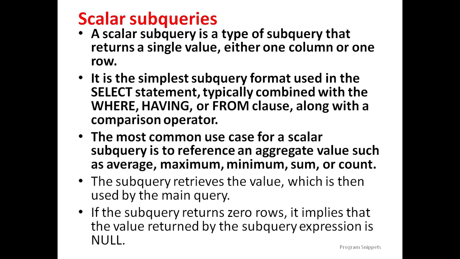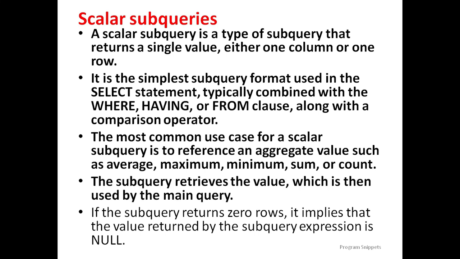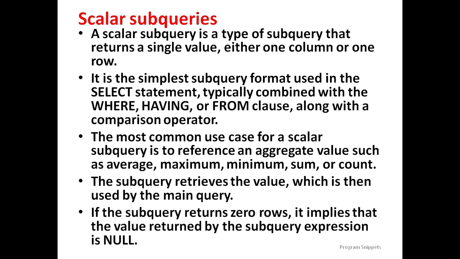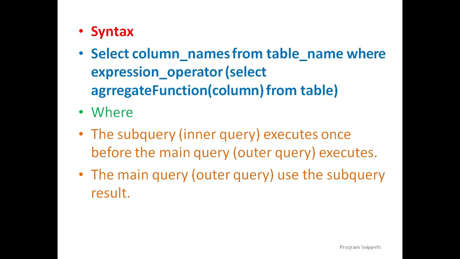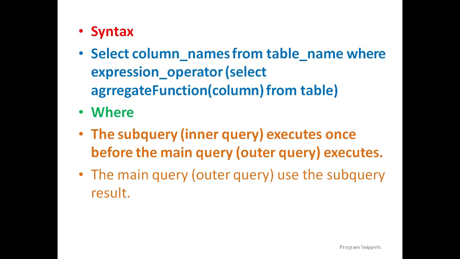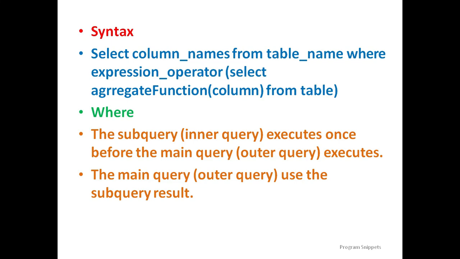The most common use case for scalar subquery is to reference an aggregate value such as average, maximum, minimum, sum or count. The subquery retrieves the value which is then used by the main query. If the subquery returns 0 rows, it implies that the value returned by the subquery expression is null. General syntax is select column names from table name, where expression operator and subquery with select aggregate functions for column from table, where the subquery executes once before the main query executes and the main query uses the subquery result.